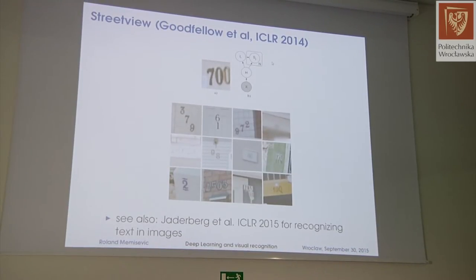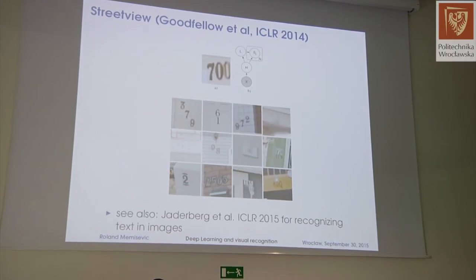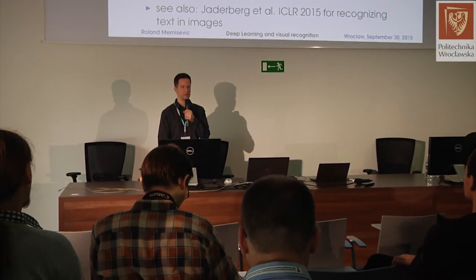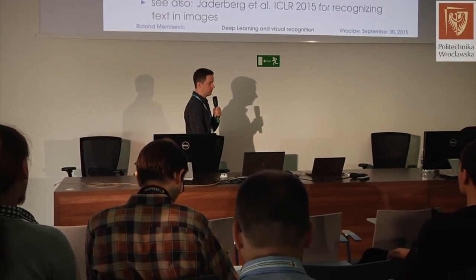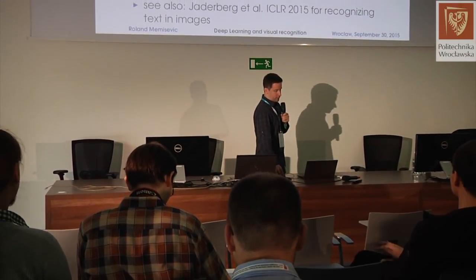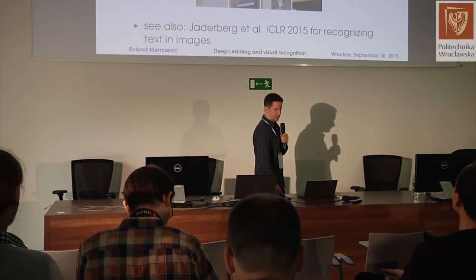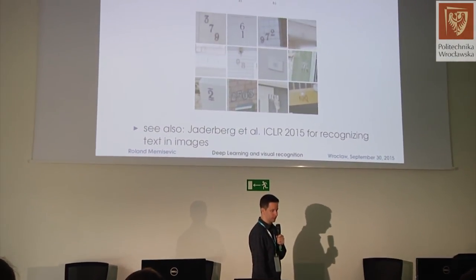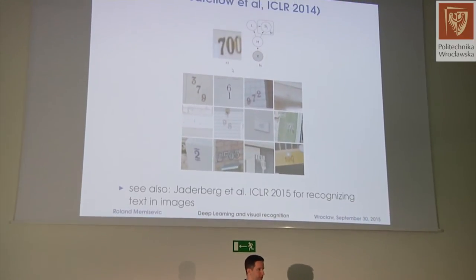So what is this? This is a paper from some guys at Google, Ian Goodfellow, who did an internship there. This is his internship work, basically, last year or 2 years ago. The task is, given a street view image, which has house numbers like this, output the house number. Input image, output house number, that's it.